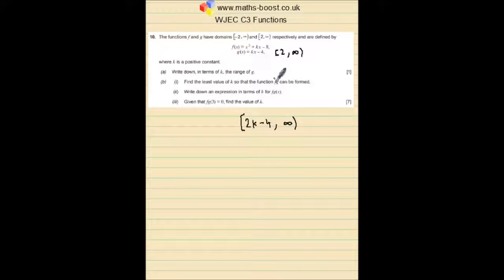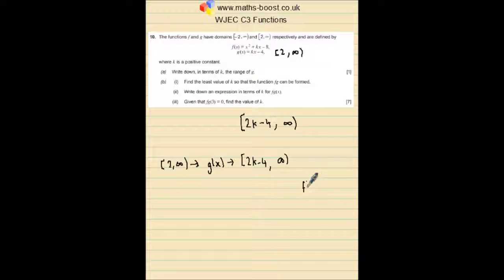So find the least value of k so that function f of g can be formed. I'm going to use this method, and again, do use this method, in the absence of any other method that always works for you, because it is versatile, so it won't just help you with this specific type of question. So I'm feeding g of x into f of x. So I'll start off with my g of x. What I'm feeding in terms of the domain is 2 and infinity. And what came out, as we discovered, was 2k minus 4 to infinity.